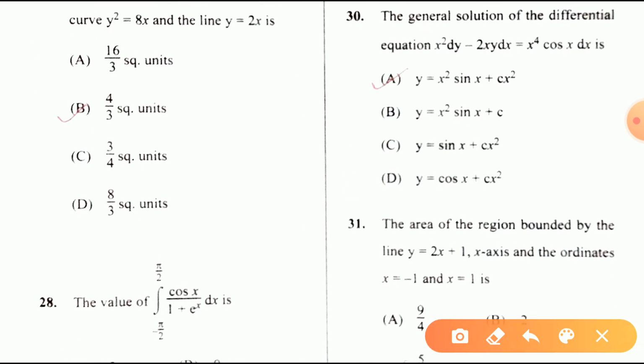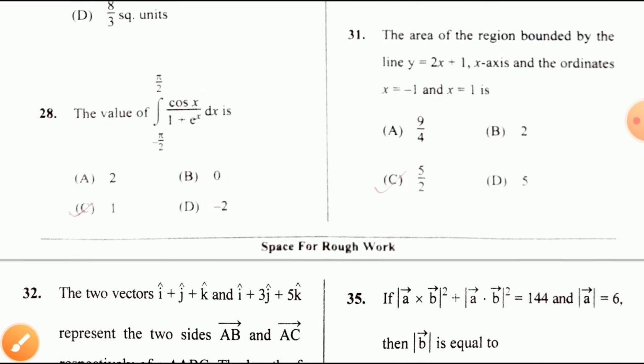The general solution of the differential equation x square into dy minus 2xy into dx is equal to x to the power 4 into cos x into dx is y is equal to x square into sin x plus c into x square. The right choice of this question is A.